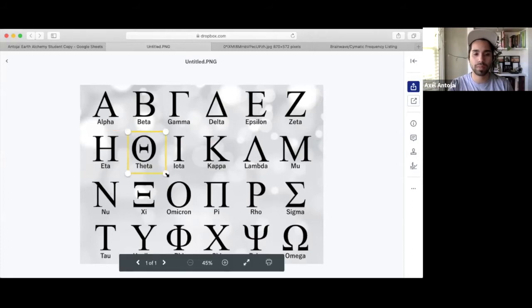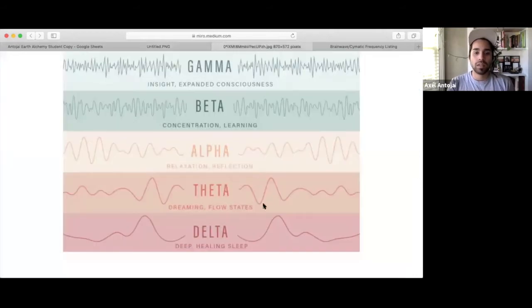Now we're going to step into Theta. Theta, it's a dreaming flow state. When you're in Delta, you're in a deep healing state. When you're in Theta, you're in a dreaming flow state. And Theta is usually where you step into astral traveling. And Theta is where you can reprogram the brain very easily. Usually hypnosis is trying to get someone to a Theta state or a Delta state so that you can then reprogram certain belief systems inside of themselves.